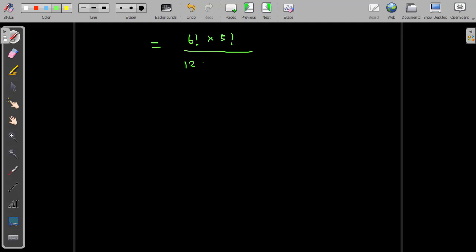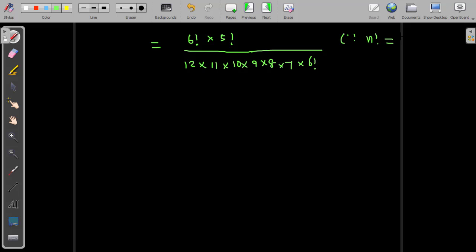That could be written like this: 12 times 11 times 10 times 9 times 8 times 7, then I'll stop here at 6 factorial, because in the numerator we have 6 factorial. I have extended this 12 factorial up to 6 factorial. So again I applied the factorial definition. As we know, factorial means the product of the first n natural numbers.